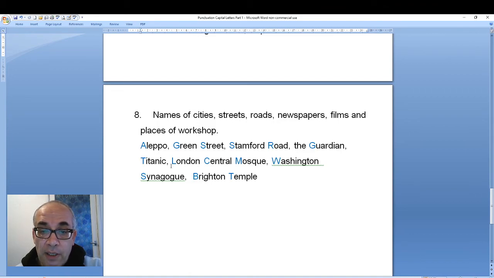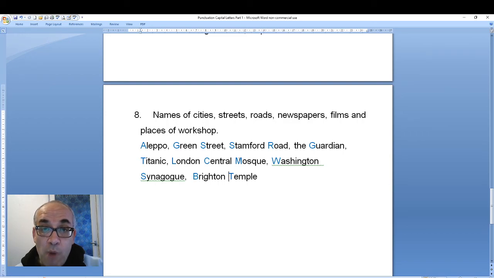London Central Mosque, capital L, capital C, capital M. This is a place of worship for Muslims, so we write it in capital letters. Washington Synagogue, capital W, capital S. Again, a synagogue is a place of worship for the Jews, so we have to write it in capital letters. Brighton Temple, capital B, capital T. So a temple is a place of worship for the Sikhs and Hindus. We write capital B, capital T.